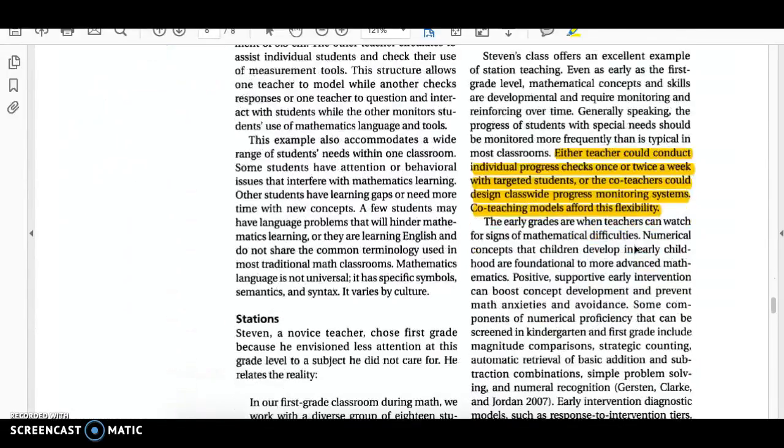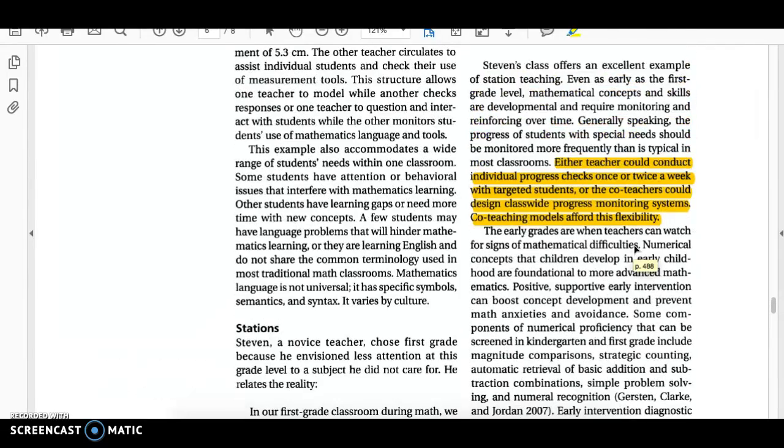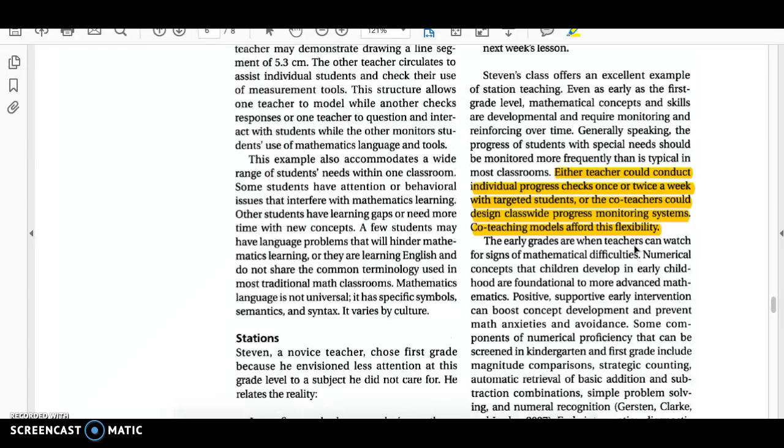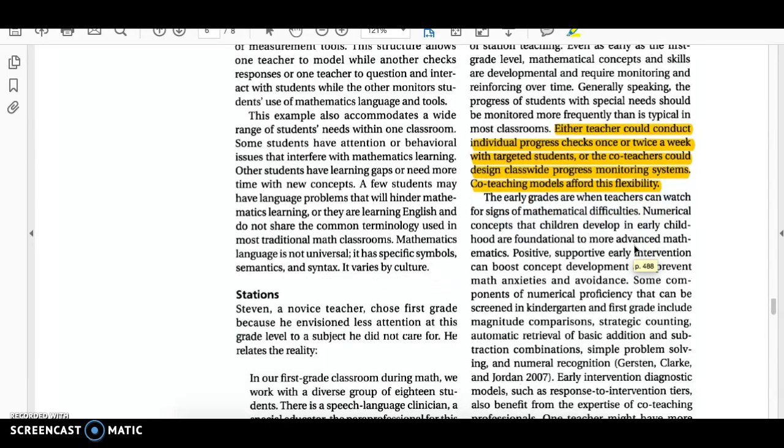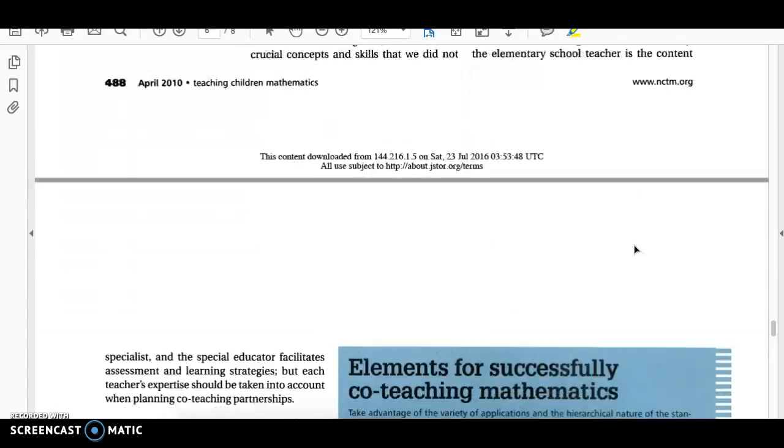The next co-teaching model discussed would be stations. That's pretty self-explanatory. And what can happen here is either teacher could conduct individual progress checks once or twice a week with targeted students, or the co-teacher could design a class-wide progress monitoring system. The co-teaching model offers this flexibility. So within the stations, you can see that teachers could then have the students rotate through, and they could be doing progress monitoring checks, and testing was the strength of the station.